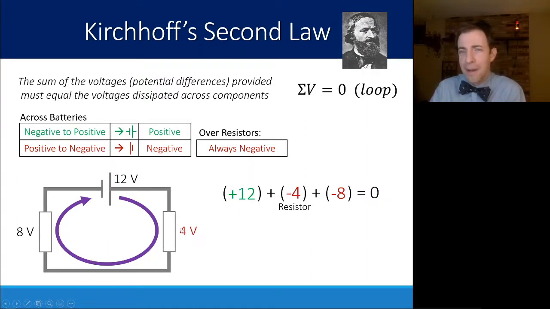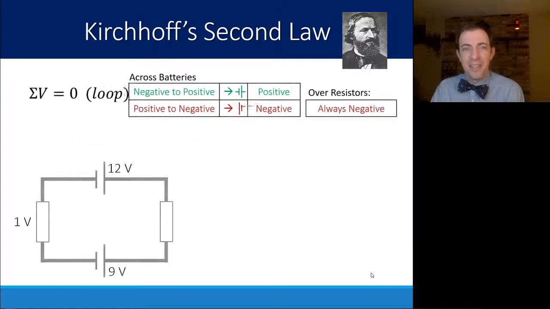So there is a potential difference of 4 volts across that resistor. Again, the 12 volts provided has to equal 12 volts dissipated, 8 and 4. That's probably easier to think through at this stage than try to do it with this equation, but later on when it gets more complicated, an equation can be more useful in a Kirchhoff second law calculation.